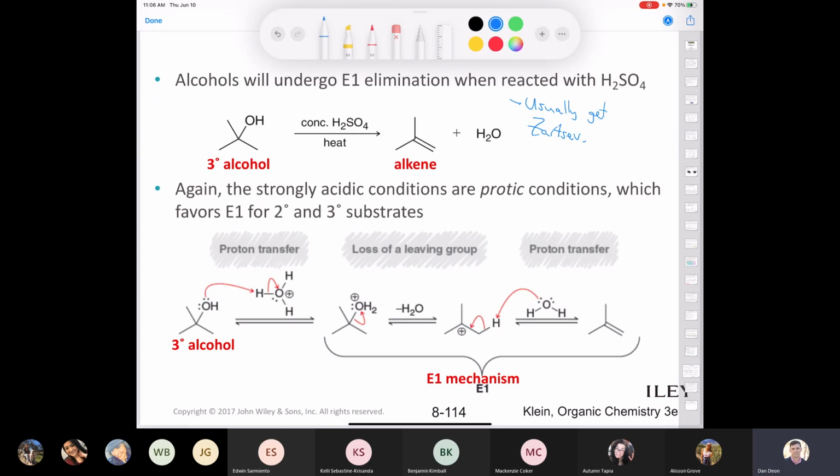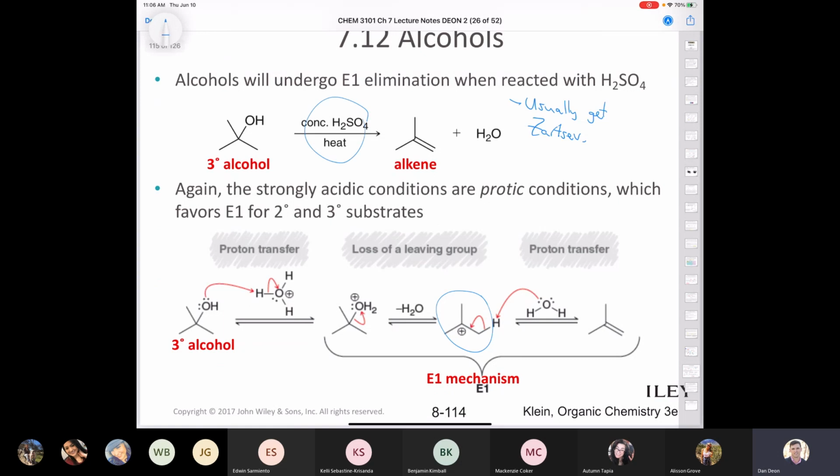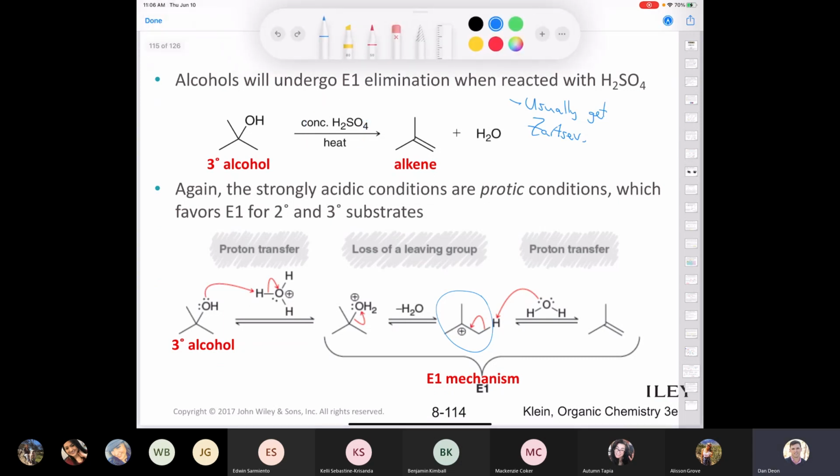That's it. What does the acid do? It protonates the alcohol, converting it into a good leaving group. You lose water to make the carbocation. You're already in protic conditions, so that can happen. And then you get a proton transfer to form the alkene. So again, one of my favorite reactions. I love to use this reaction as much as I can in this class.